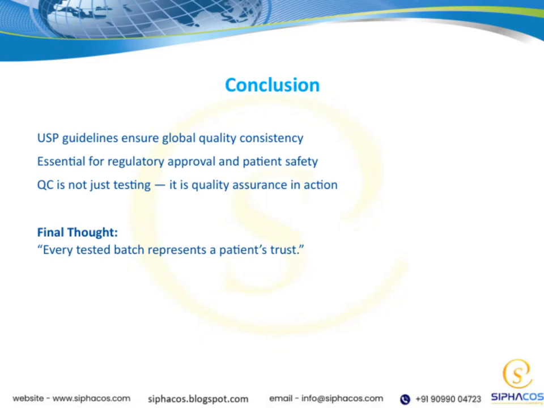Let's wrap up with some key takeaways. First, following USP guidelines is crucial because it ensures that our quality standards are consistent everywhere in the world. This consistency is vital not only for meeting regulatory requirements, but also for ensuring patient safety. When we adhere to these guidelines, we're helping to guarantee that every product is safe, effective, and reliable.